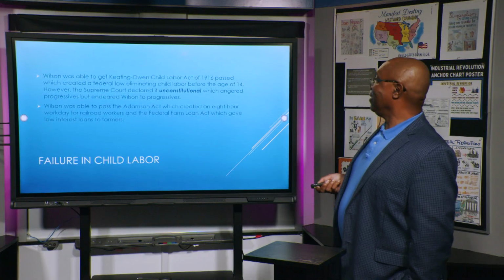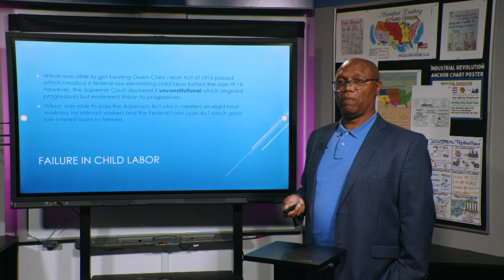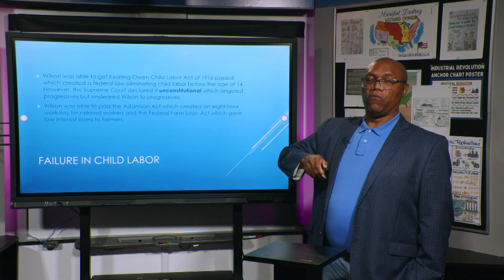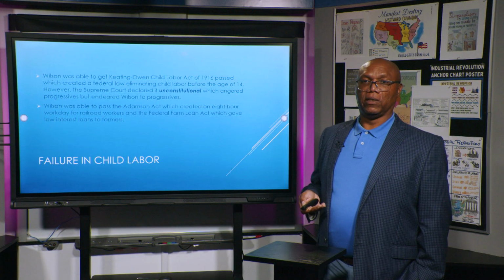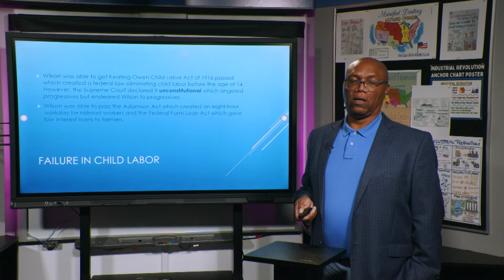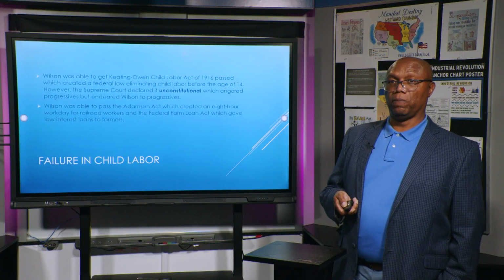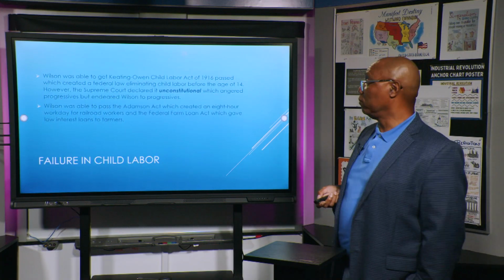Wilson was able to get the Keating-Owen Child Labor Act of 1916 passed, and what it basically says is that it would eliminate child labor before the age of 14. The Supreme Court eventually declares it unconstitutional, which angers progressives, but endeared Wilson to progressives. In other words, he tried to get it passed. It didn't necessarily go over the way that he wanted it to because the Supreme Court struck it down. But even him trying to do so, a lot of people thought it was a good thing, especially middle class people whose children didn't necessarily have to work.